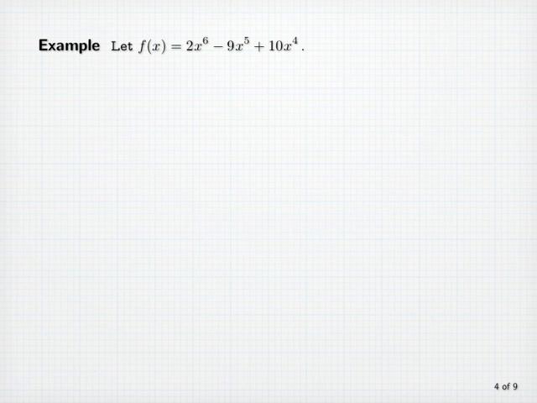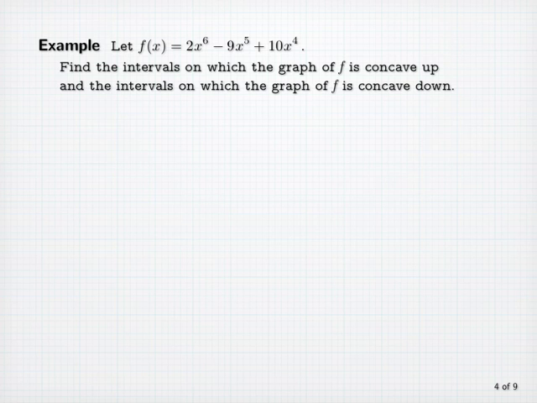Example: let f of x equal 2 times x to the 6th minus 9x to the 5th plus 10x to the 4th. Find the intervals on which the graph of f is concave up and the intervals on which the graph of f is concave down. So let's compute derivatives. f prime of x is 12x to the 5th minus 45x to the 4th plus 40x cubed. So the second derivative is 60x to the 4th minus 180 times x cubed plus 120 times x squared.